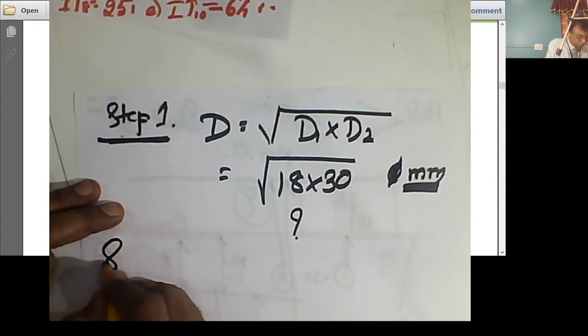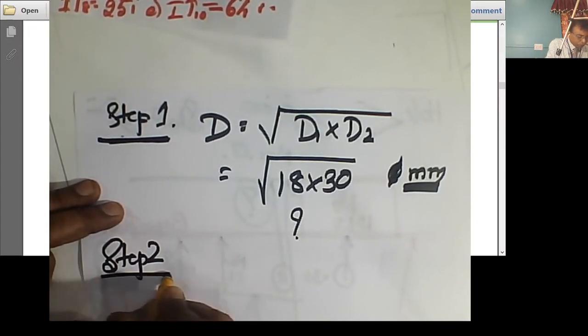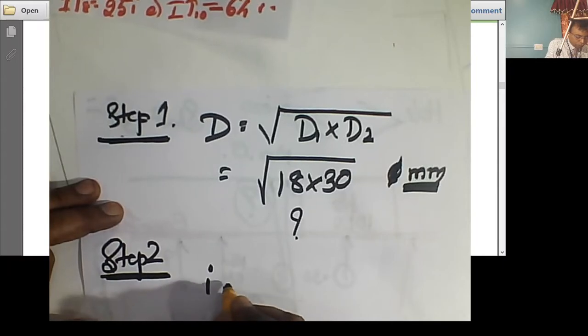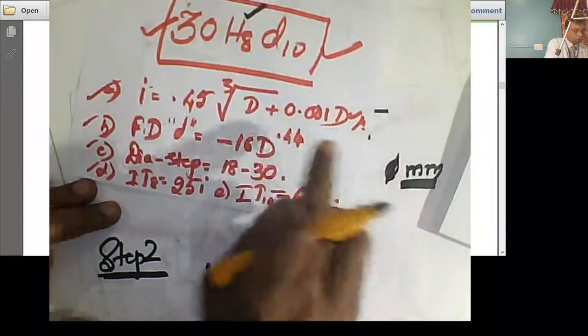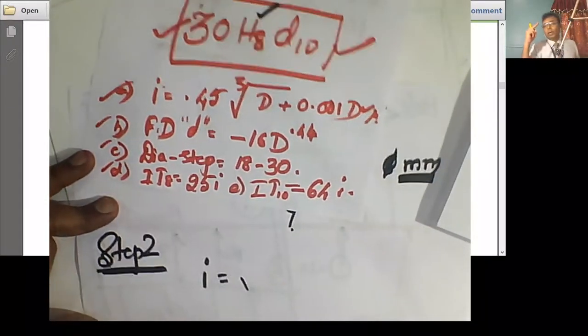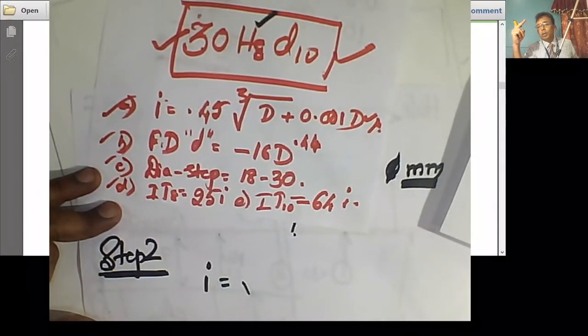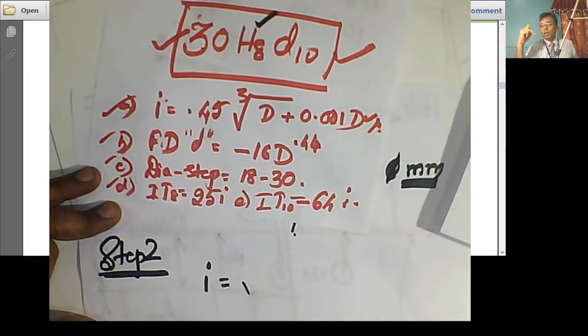Okay, next, step two, you need to find out i. The formula is already given, you don't have to remember it, but it is better we keep this in mind. If it is not given, you should be able to reproduce it. i is equal to 0.45 cube root of D plus 0.001 D.